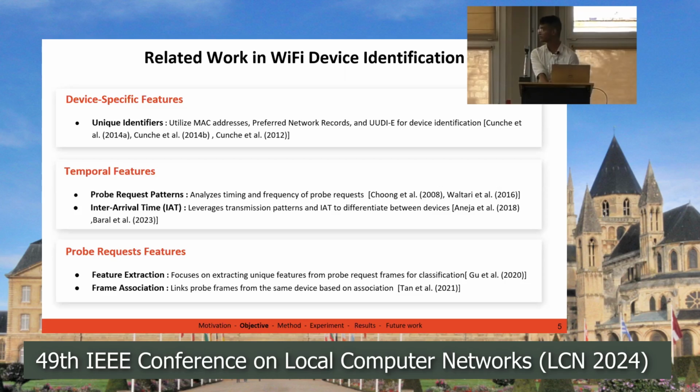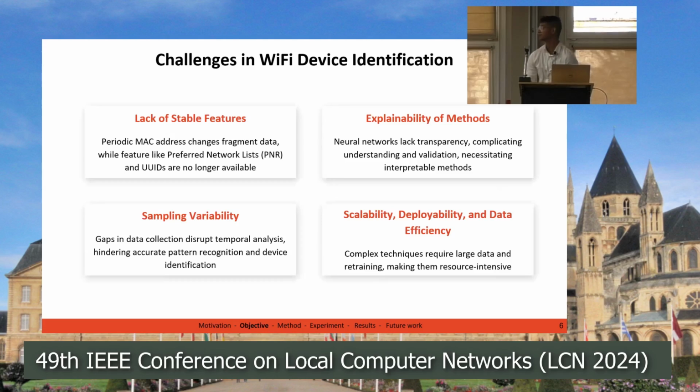In theory, they sound really good, but they have a few practical limitations. One is lack of stable features. If you use features like MAC or UUIDs, which no longer are available, and for MAC addresses, randomization. So MAC randomization will just fragment the data over time. So you can't get a full stream of data. You just get small fragments that change over time.